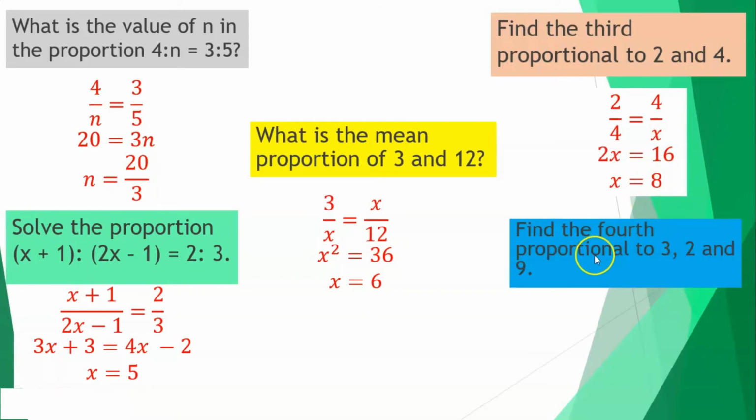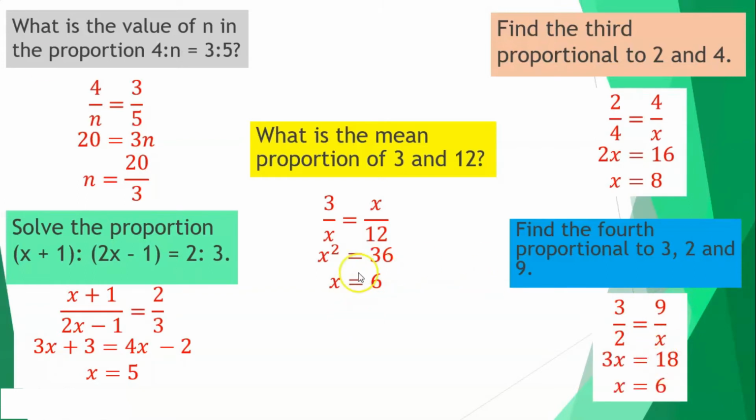Okay, another. Find the fourth proportional to 3, 2, and 9. So rewriting it, we will have 3 over 2 is equal to 9 over x. Simplifying, we will get x as 6.